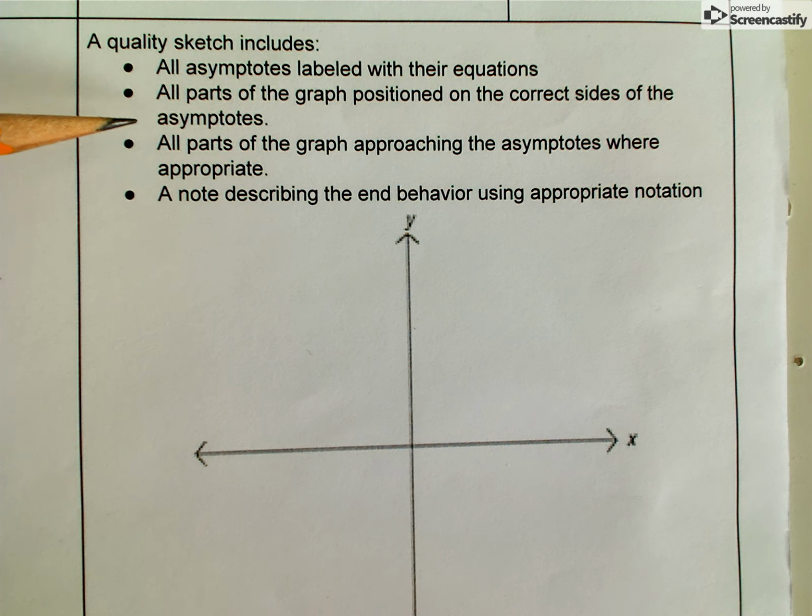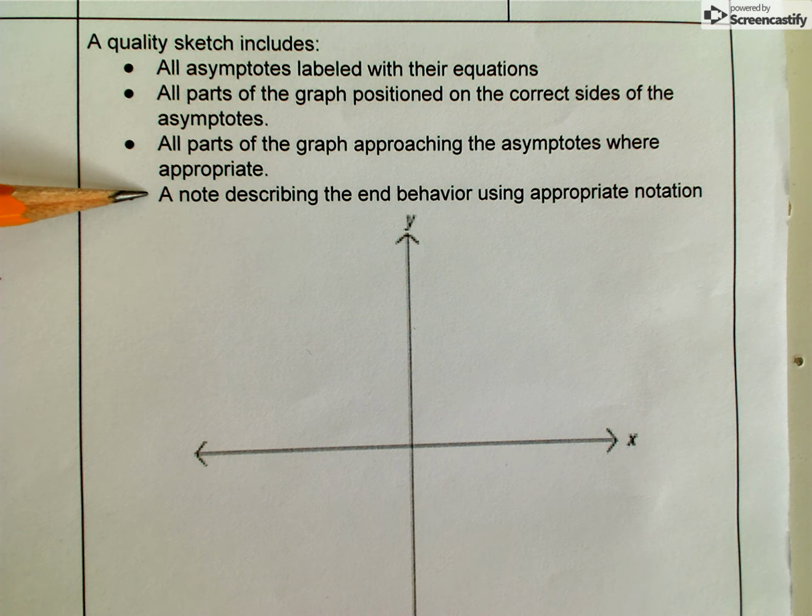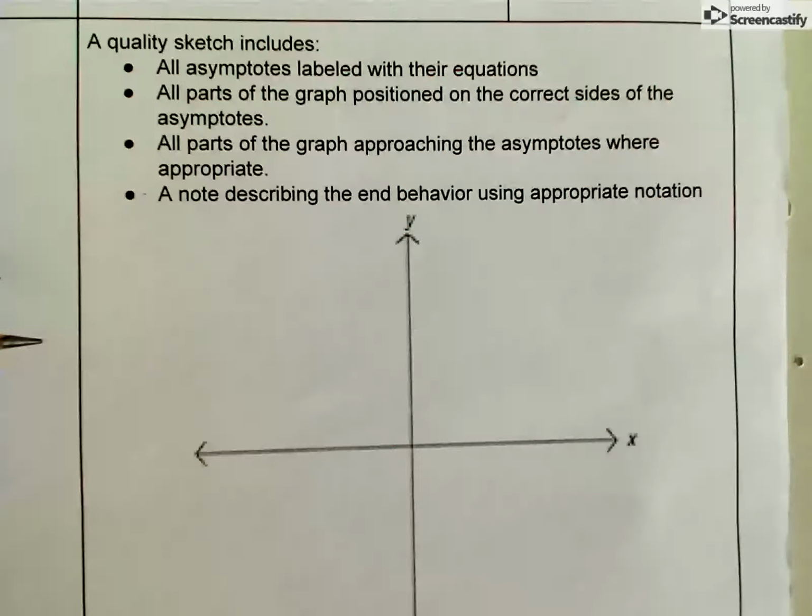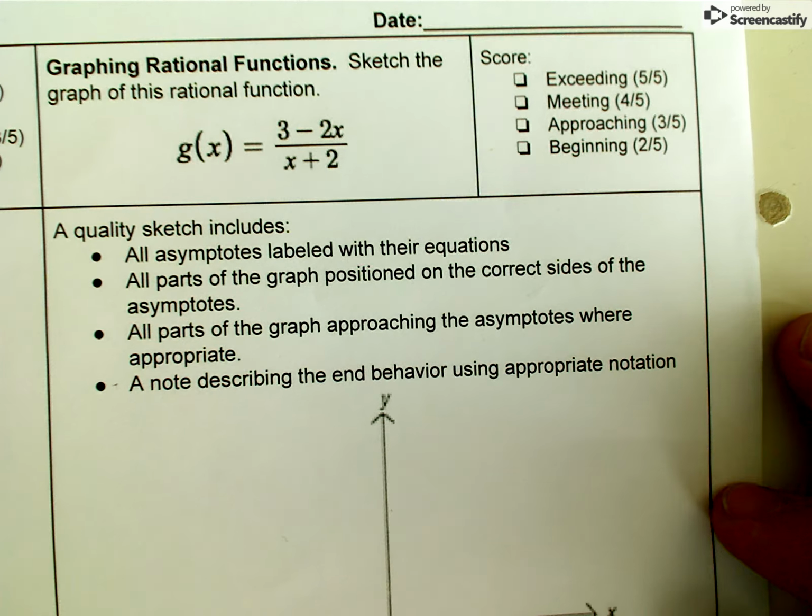Okay, I want to make sure the graph is positioned on the correct sides of all the asymptotes. And I want to make sure that the graph actually approaches the asymptotes where it should. And then I'm going to make a note about the end behavior, and I'm going to use the appropriate notation to do that. So let's take a quick look at this function.